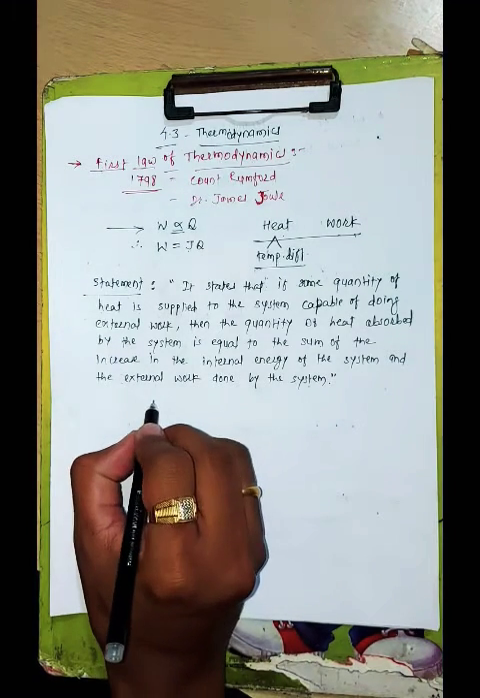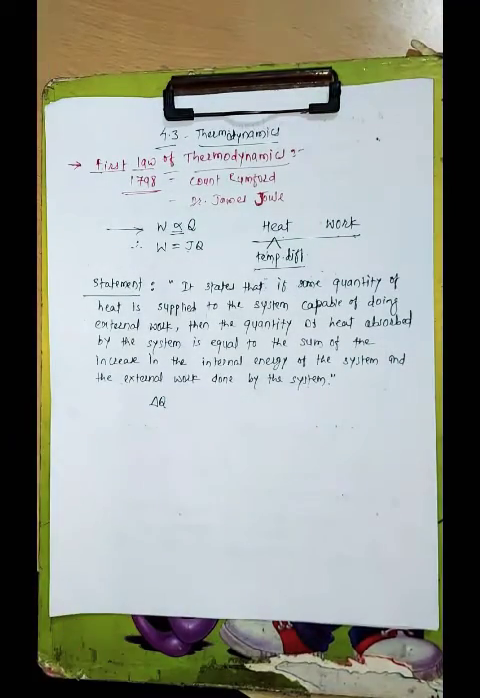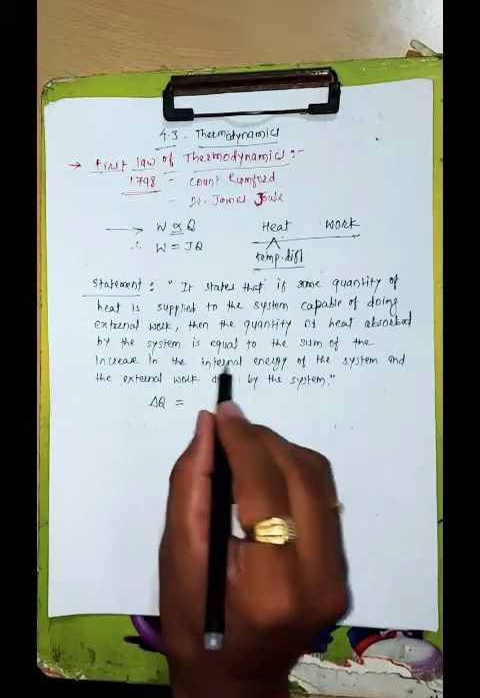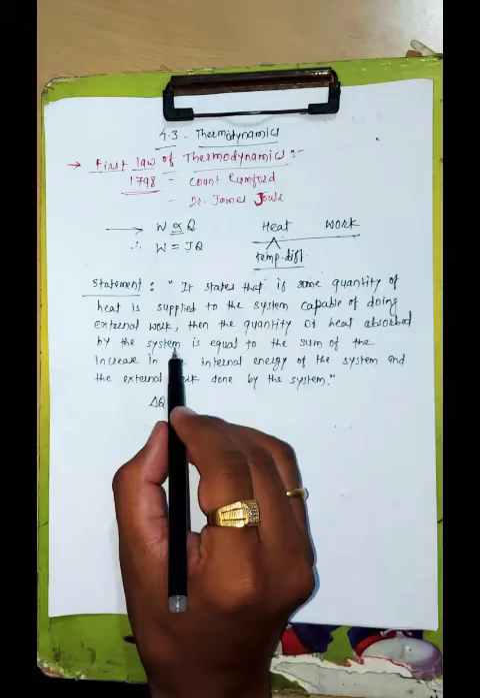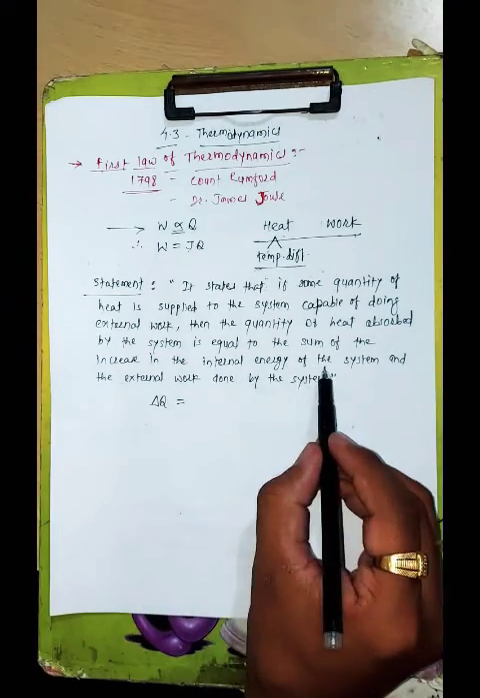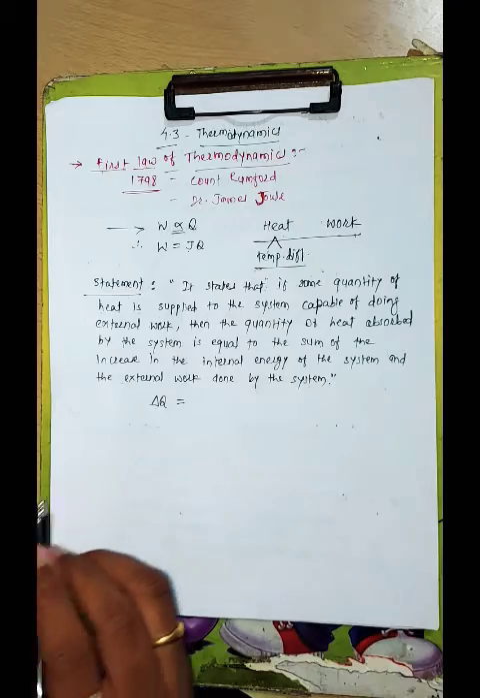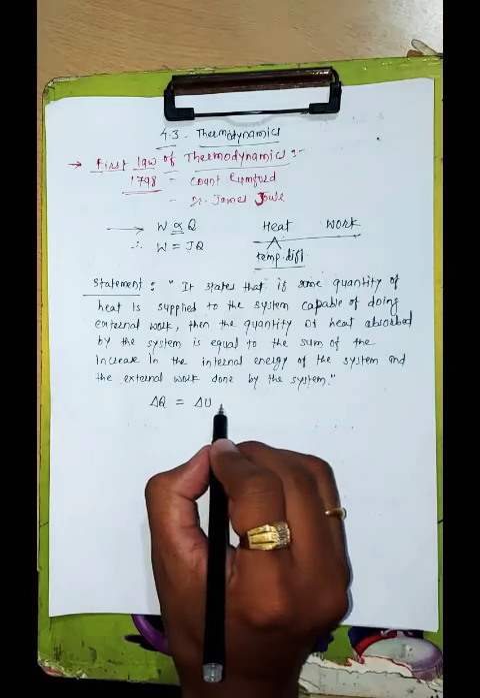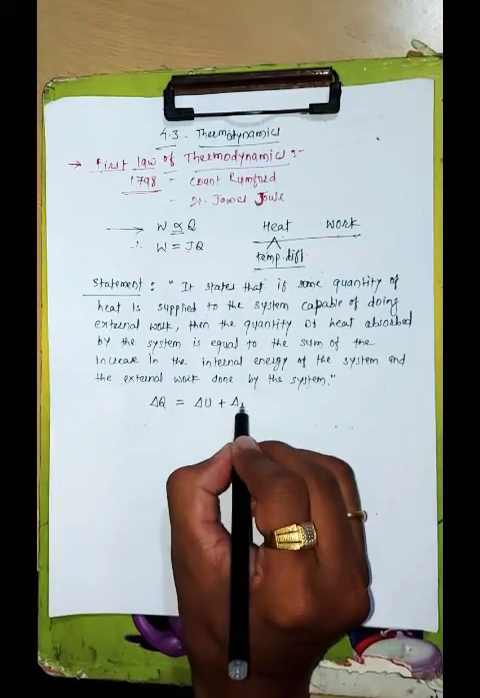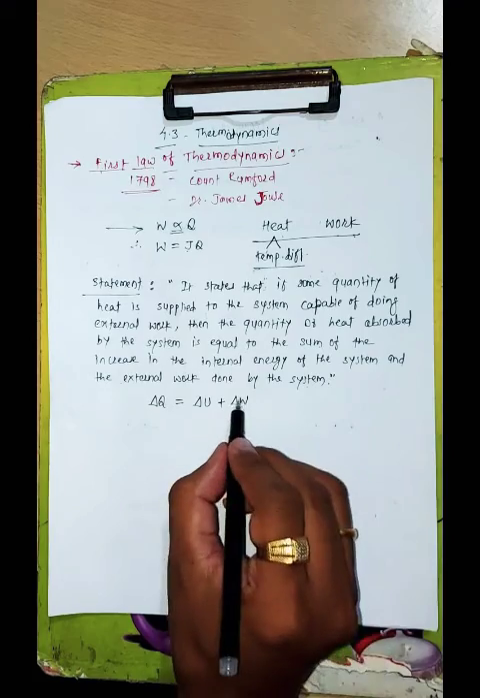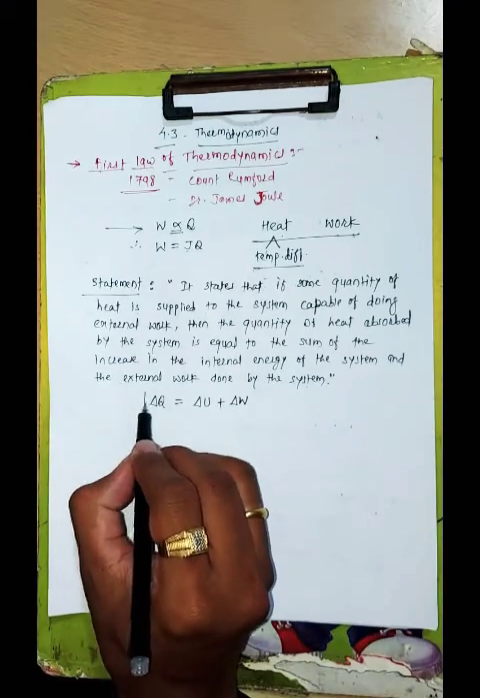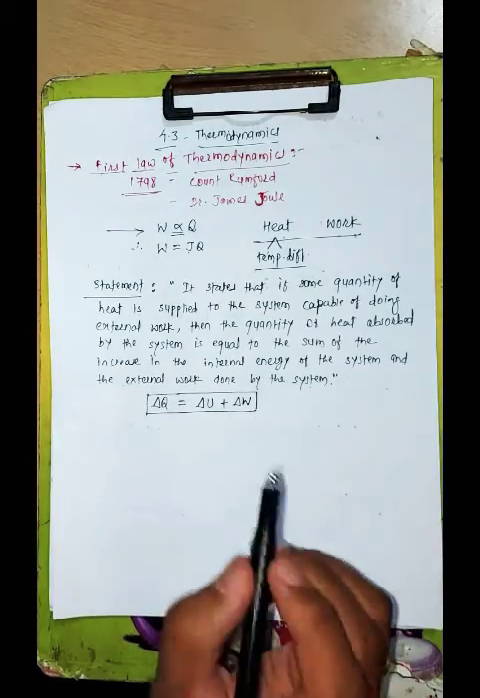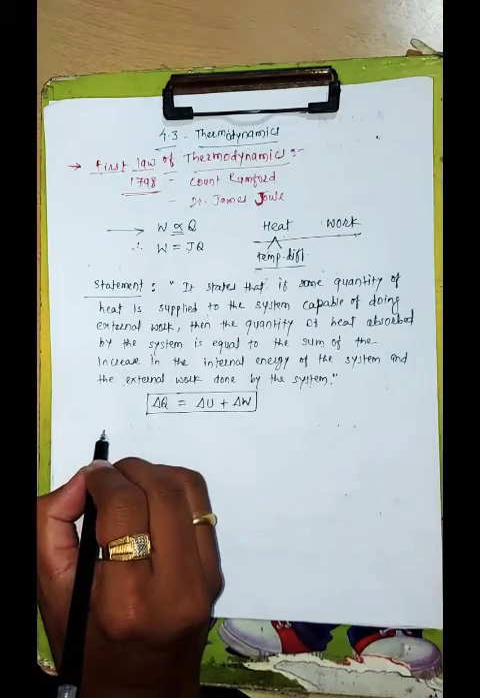If you say that delta Q is the amount of heat supplied to the system by the surroundings, it is equal to the sum of the increase in internal energy of the system and the external work done by the system. The change in internal energy is shown by the letter delta U, and the external work done by the system is delta W. So mathematically, the first law of thermodynamics can be written as delta Q equals delta U plus delta W.